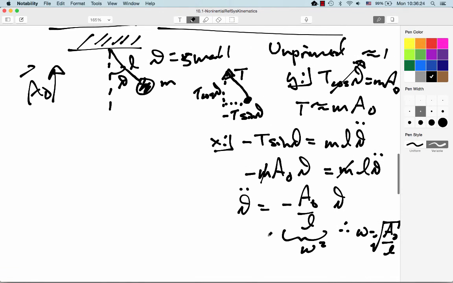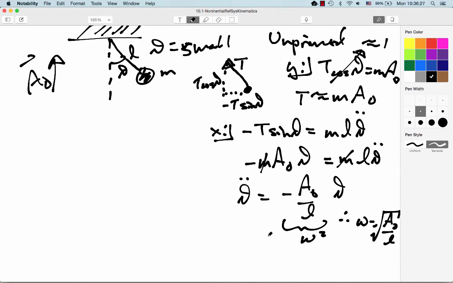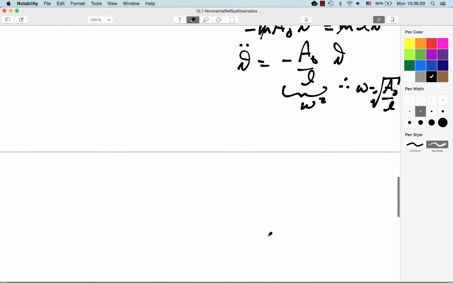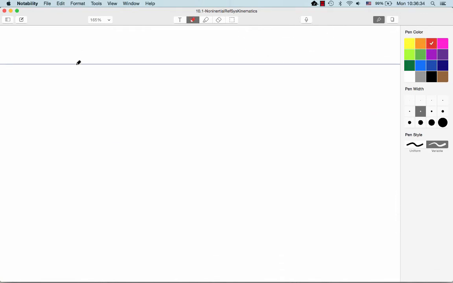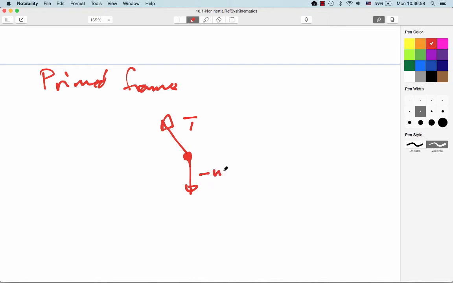Okay, so that's how you did it in the unprimed frame. Now let's repeat this exercise in the primed frame. The observer in the primed frame would say that there isn't any net upward acceleration. So they would draw the free body diagram by saying that there's again a tension up and to the left, but now there's an inertial force, minus ma naught, pulling down.